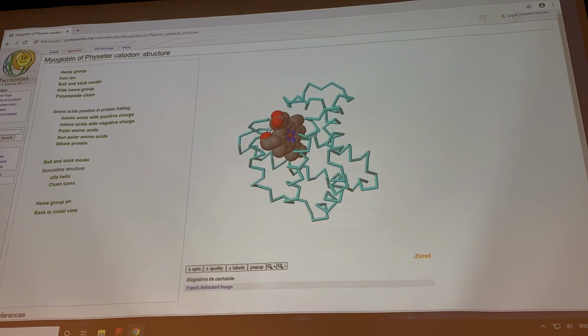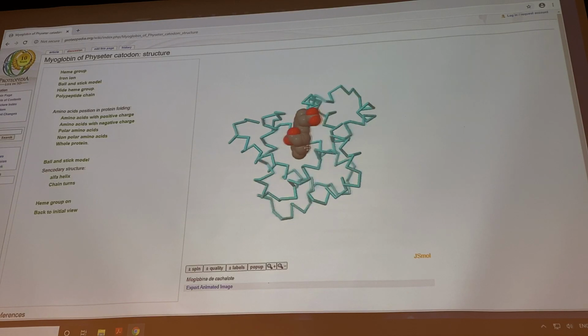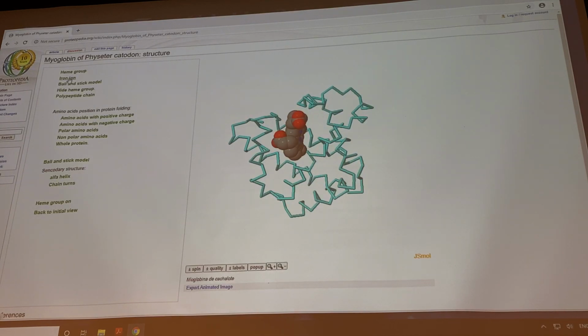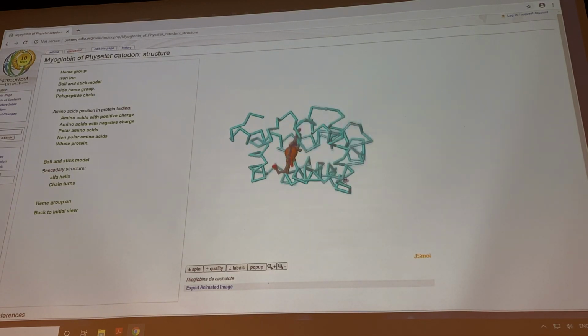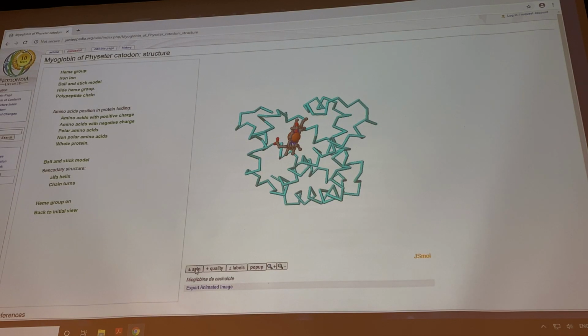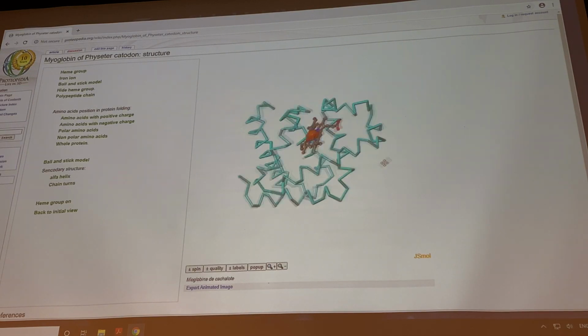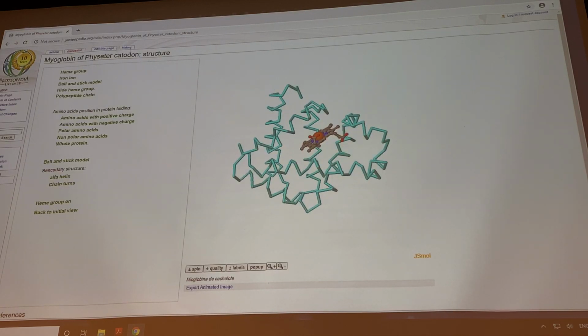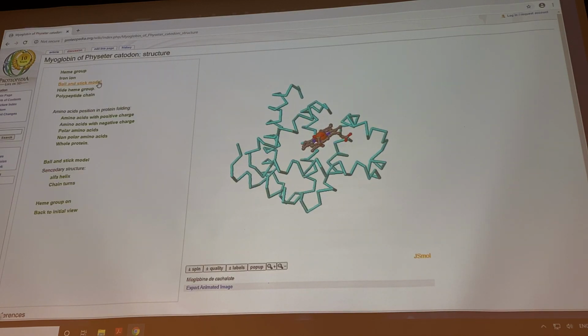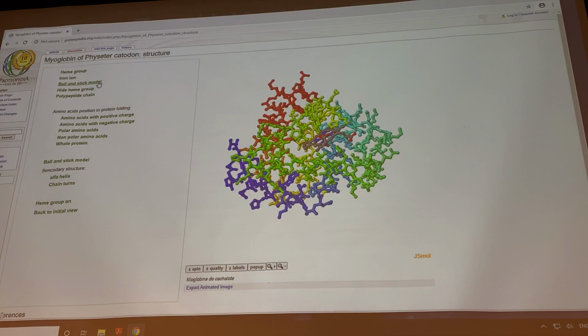So now it's highlighting in solid balls here, space-filling balls, the heme ring. And it can further highlight the iron atom. It's the brown atom right there. And yeah, you can put it on spin maybe. Let's see if it'll stay on spin. Yeah, there you can see it. Or manipulate with your mouse like I'm doing now. Okay. Let's see, ball and stick model. This one gets more complicated.